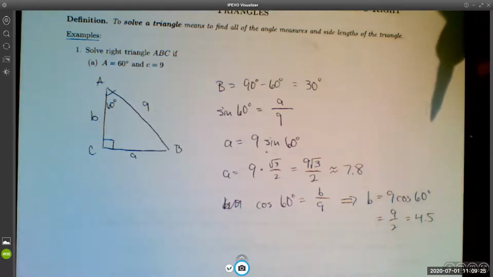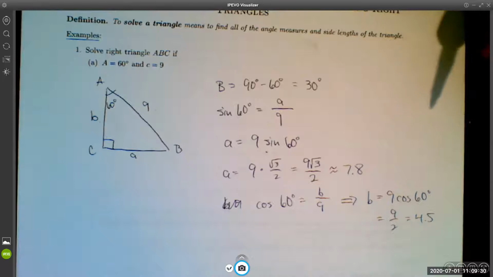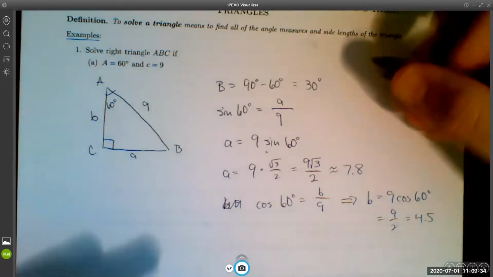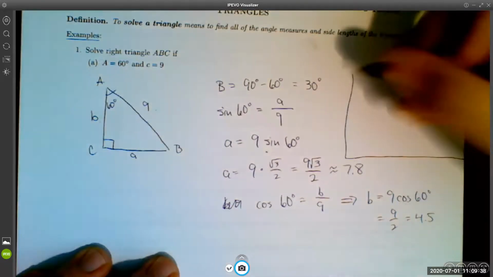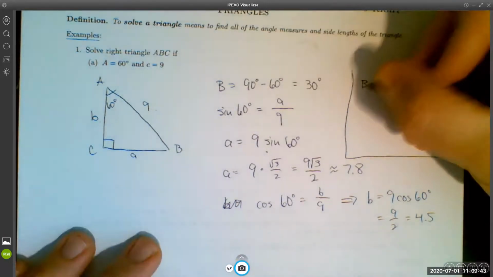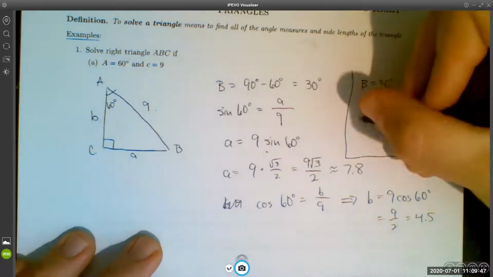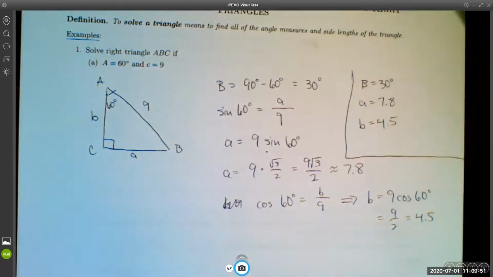So there you go, right? That's how we solve a triangle. So we've got all of the missing parts. On a test or a quiz, I'd really appreciate it if you would list out your answers. It's just easier for me to grade. If you would just say something like, okay, so we figured out that B was 30 degrees, that A was 7.8, and that B was 4.5, right? That way it's a little bit easier for me to check.